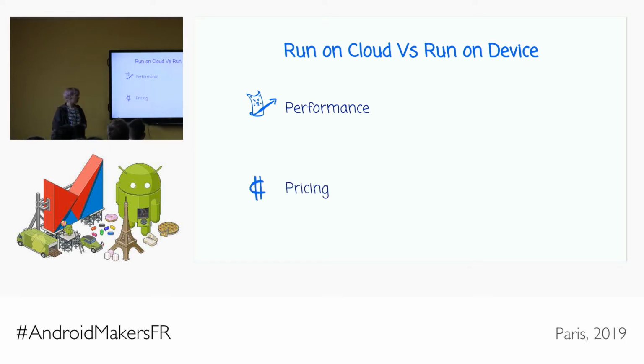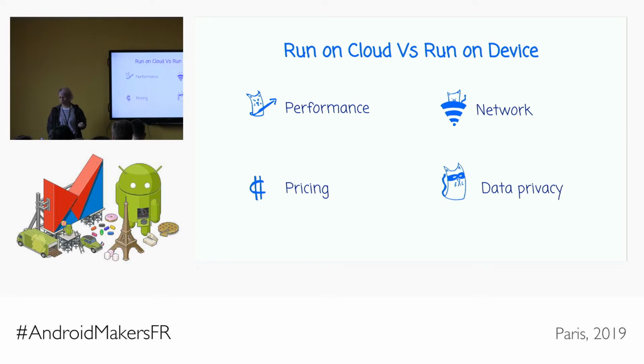But you need to take care of the pricing. On device, it's totally free. On cloud, it's free for the first 1,000 uses per month. After, it's Google Cloud pricing. So I prefer to avoid it. After that, the network: if you use MLKit directly on device, you are totally offline. And obviously, it's related to data privacy. If you don't send your data to Google, it's better sometimes.